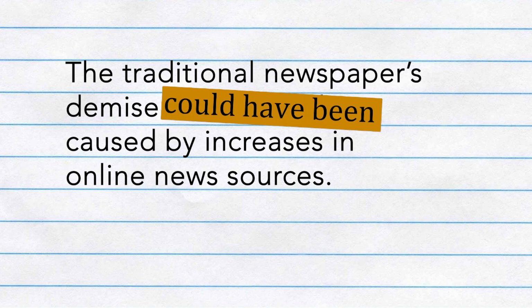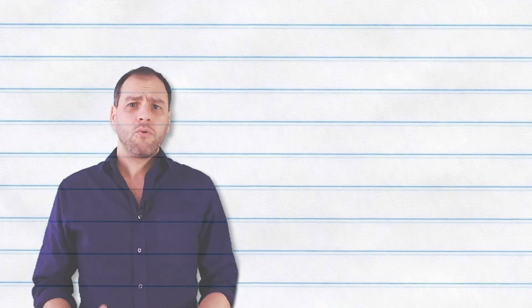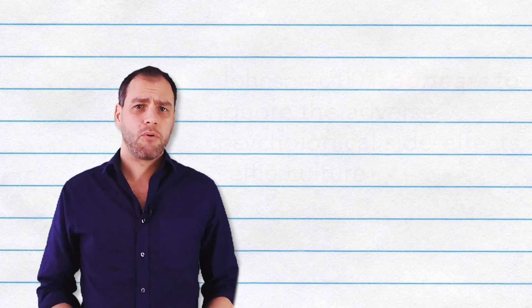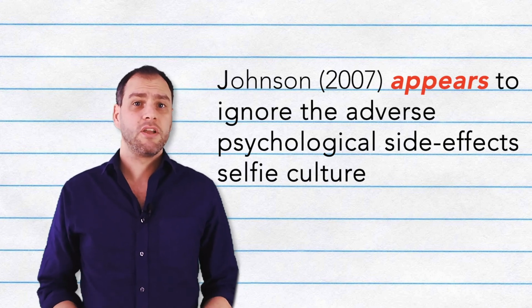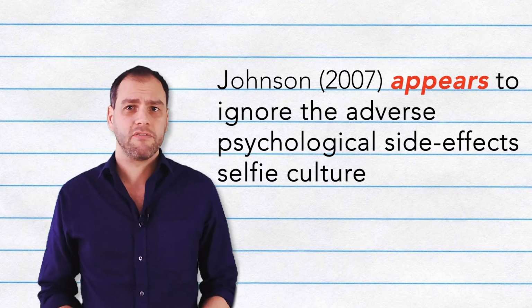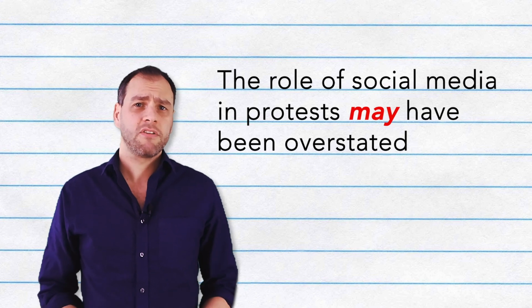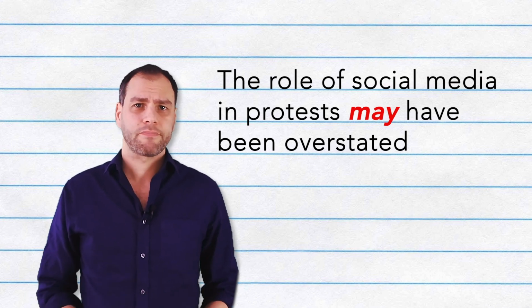Hedging can also be used when an idea has later been changed or refuted. For example, Johnson appears to ignore the adverse psychological side effects of selfie culture, or the role of social media in protests may have been overstated.